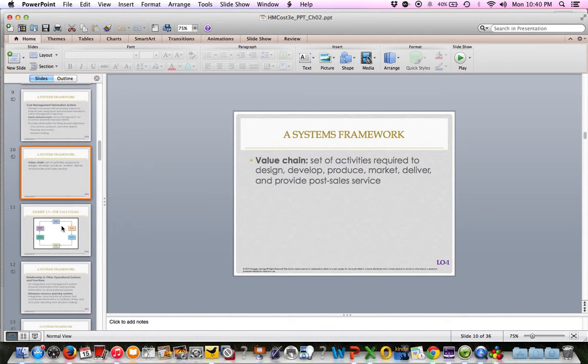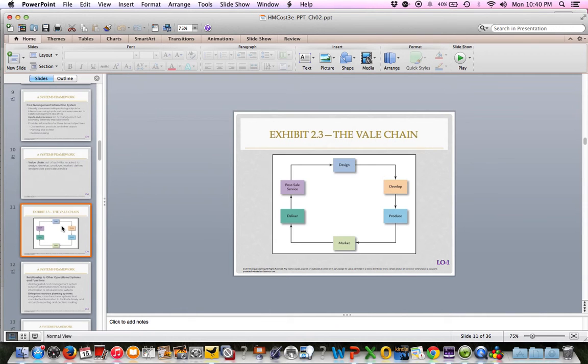The value chain, if you can recall from Chapter 1, basically is all the activities that we go through to produce, design, develop, market, deliver, and satisfy sales post-service. So basically what it takes to manufacture goods or deliver services to our customers. So many steps on the value chain: design a product or service, develop it, produce it, market it, deliver it, and then with any follow-up service that has to happen after the sale. So obviously there needs to be information around each of those steps of the value chain.